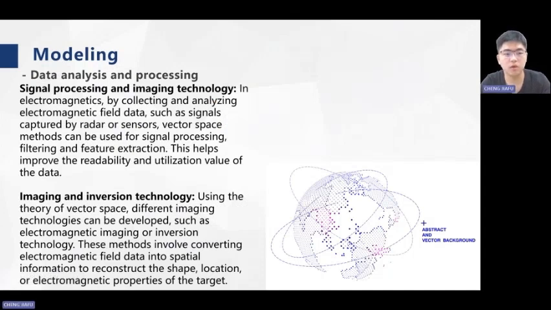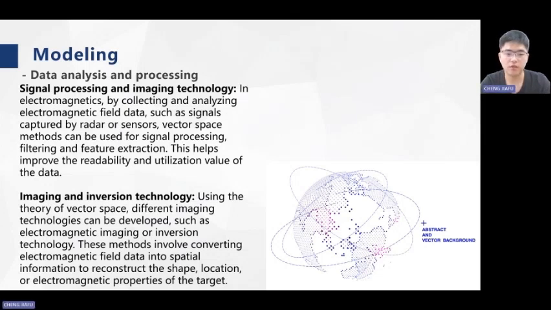Next, the second model is data analysis and processing. For signal processing and imaging technology in electromagnetics, by collecting and analyzing electromagnetic field data, such as signals captured by radar or sensors, vector space method can be used for signal processing, filtering, and feature extraction. These help improve the readability and utilization value of the data.